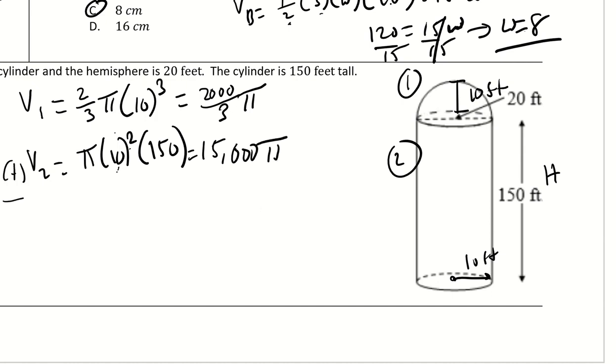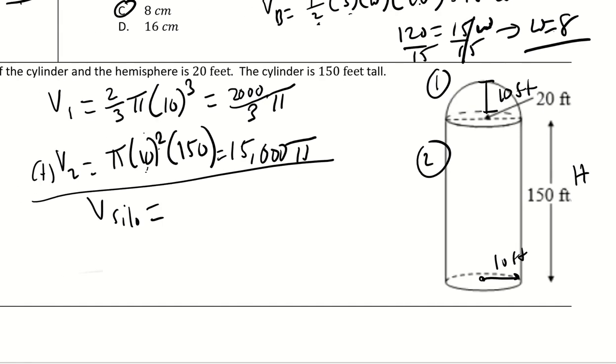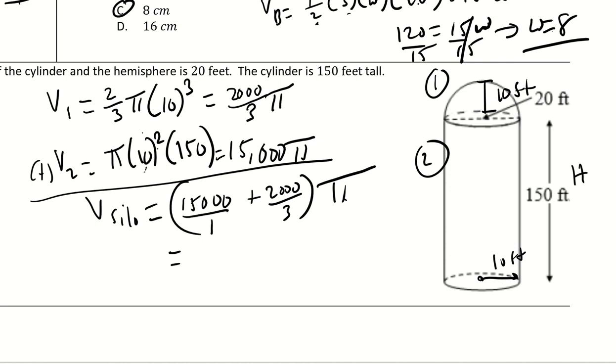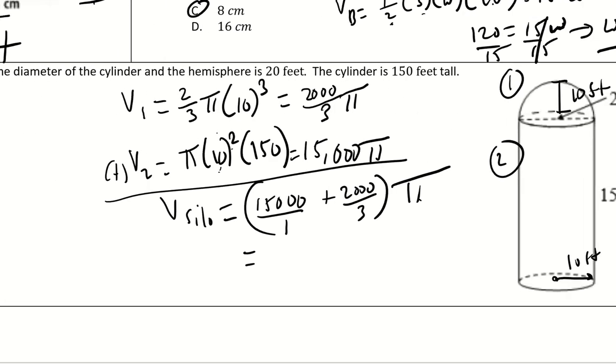Then we add these together, and that gives me the volume of the silo. In this case, we're going to add these. So we've got to do 15,000 plus 2,000 over 3, and then multiply all that by pi. I'm putting the pi on the outside just so we don't have to deal with it until later. So we need to combine these two, the fraction and the whole number. The reason why is because in the multiple choice, the answers are in fractions. So that's why you've got to practice your fractions.